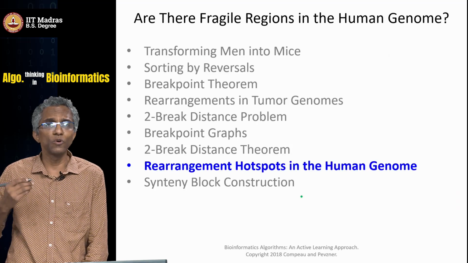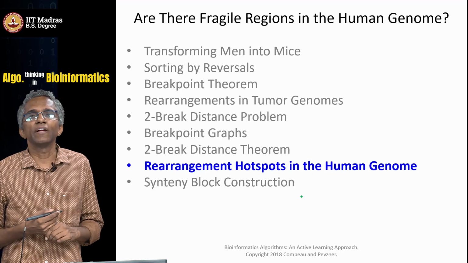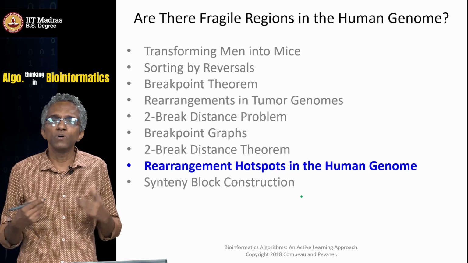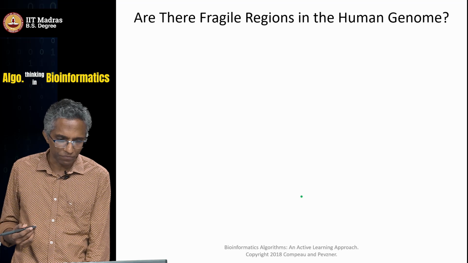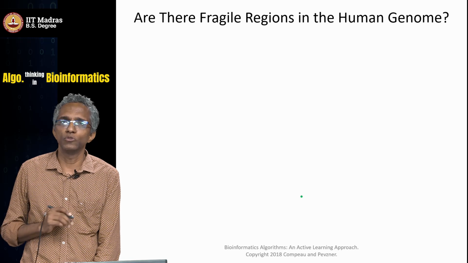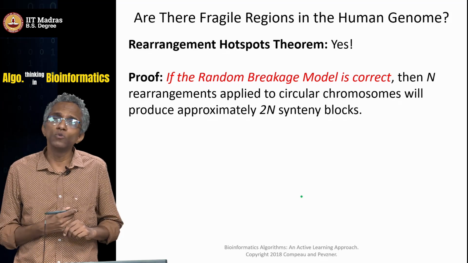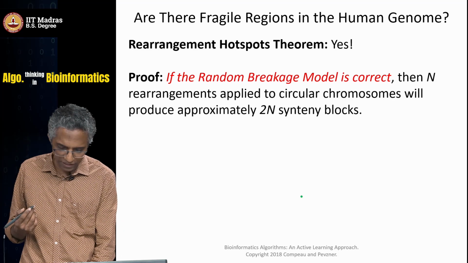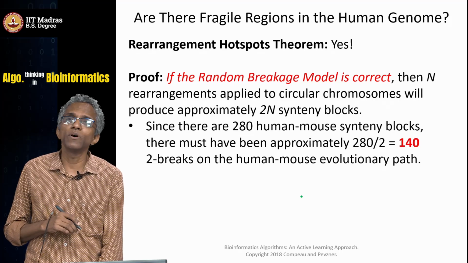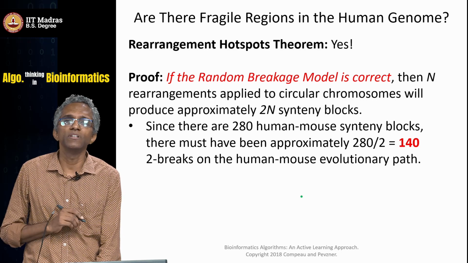Now, let us go back to the question of the random breakage model, and in light of this new 2-break distance of 245 between the human and mouse genomes, let us see if the random breakage model of chromosomal evolution still holds true. According to the random breakage model, if different random 2-breaks happen in the genome, each 2-break is going to give you roughly 2 blocks. So, if you have n breaks, then you will have 2n synteny blocks. Since there are 280 human-mouse synteny blocks, you must have approximately 142 breaks on the human-mouse evolutionary path.